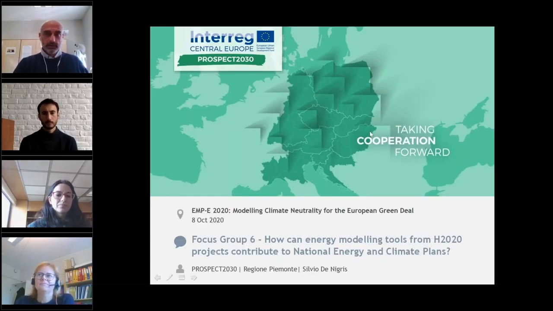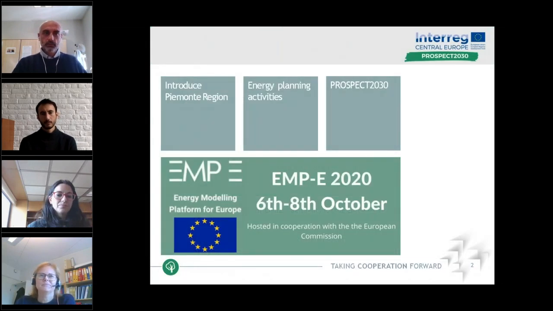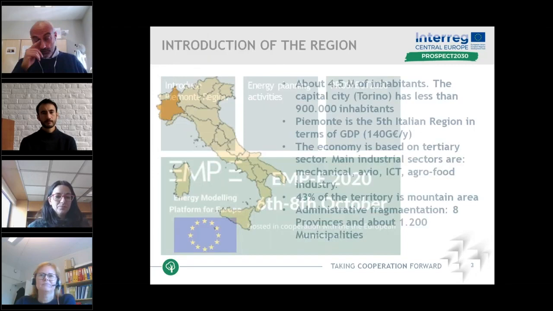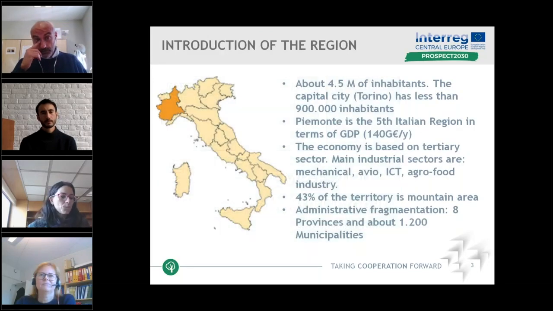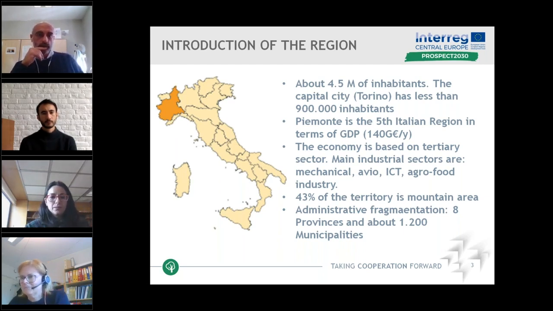Okay, good. So I will start with just a brief introduction of the region, and then I will go through our energy planning activities. So I'm representing the region of Piemonte, which is settled in the northwest part of Italy. It's about 4.5 million inhabitants, with the capital city of Torino with less than 1 million inhabitants.